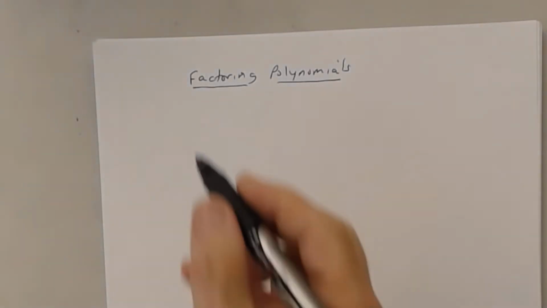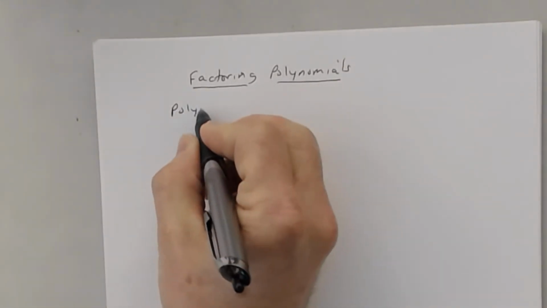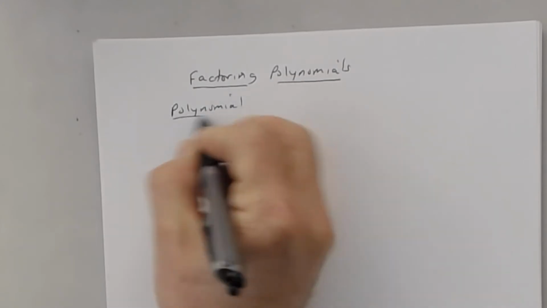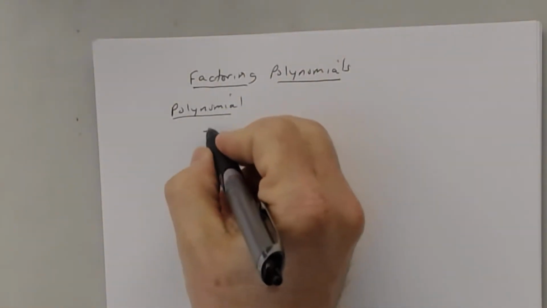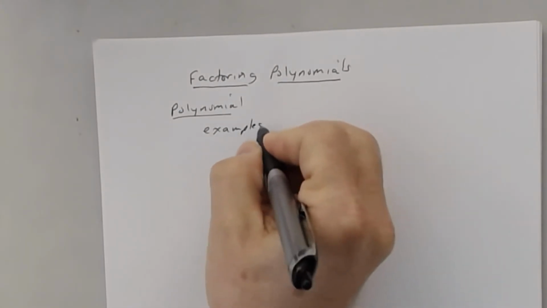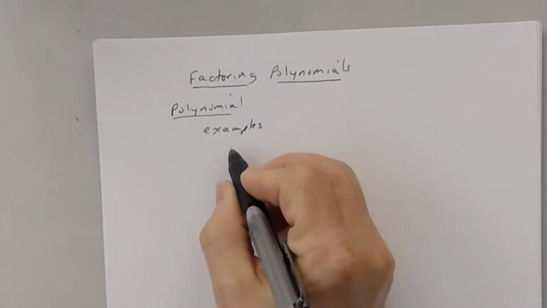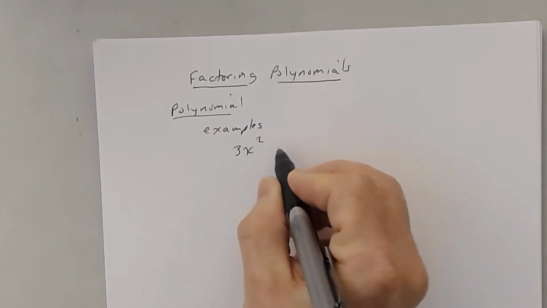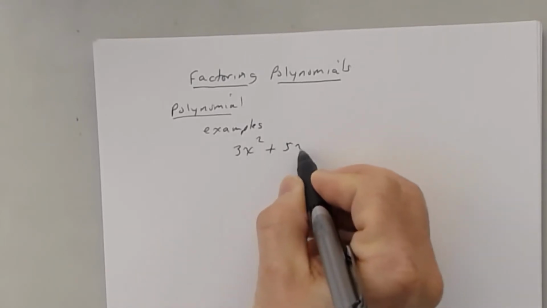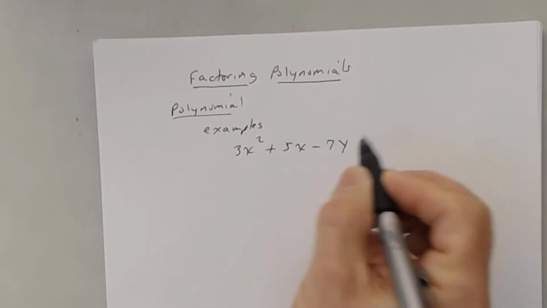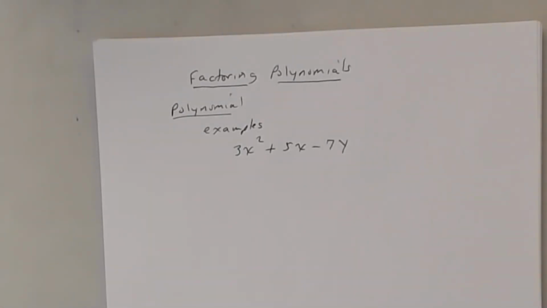So a polynomial, now these are examples. There is a formal definition that uses a complicated expression. But we're just going to talk about it in terms of examples. So these are examples of polynomials. So 3x squared plus 5x minus 7y. Just write that down. That's an example of a polynomial.